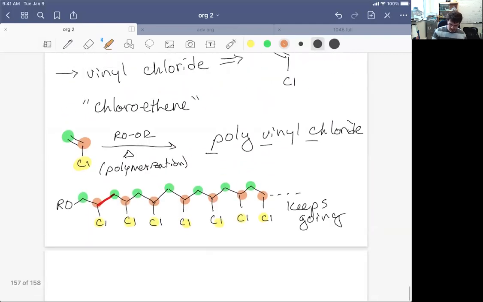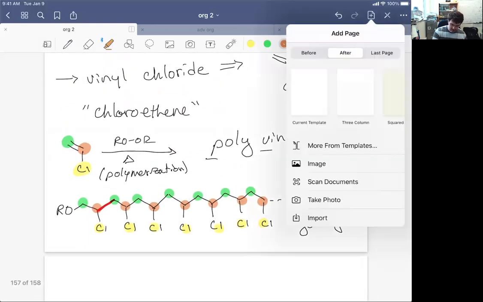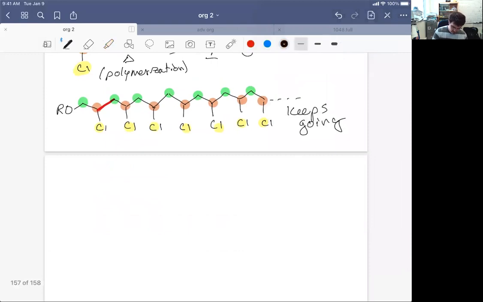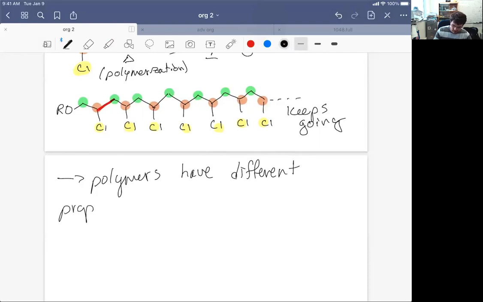So I have to create a new page here. Now what's great about these polymers is that they take on properties that are vastly different from their monomers. Okay, so polymers have different properties compared to their monomers.